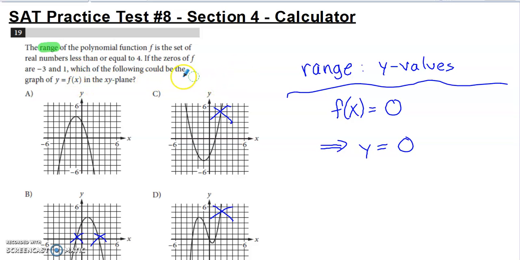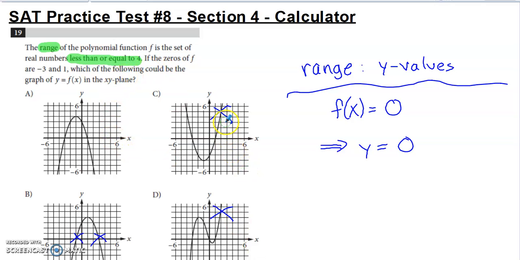Range of a polynomial is the set of real numbers less than or equal to 4. Well, if you remember what range is, range of a function would be the y values represented by that function. We need the range to be less than or equal to 4.